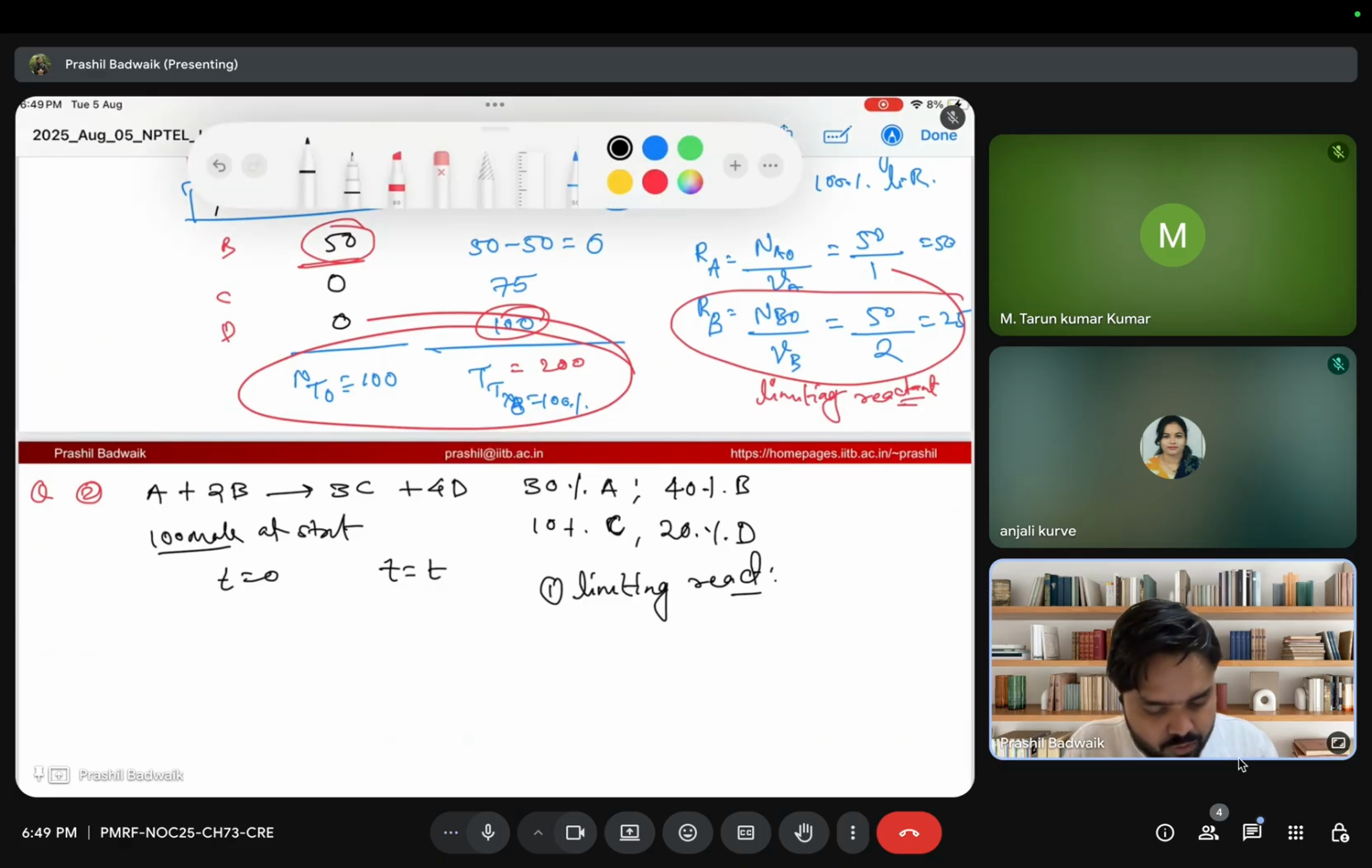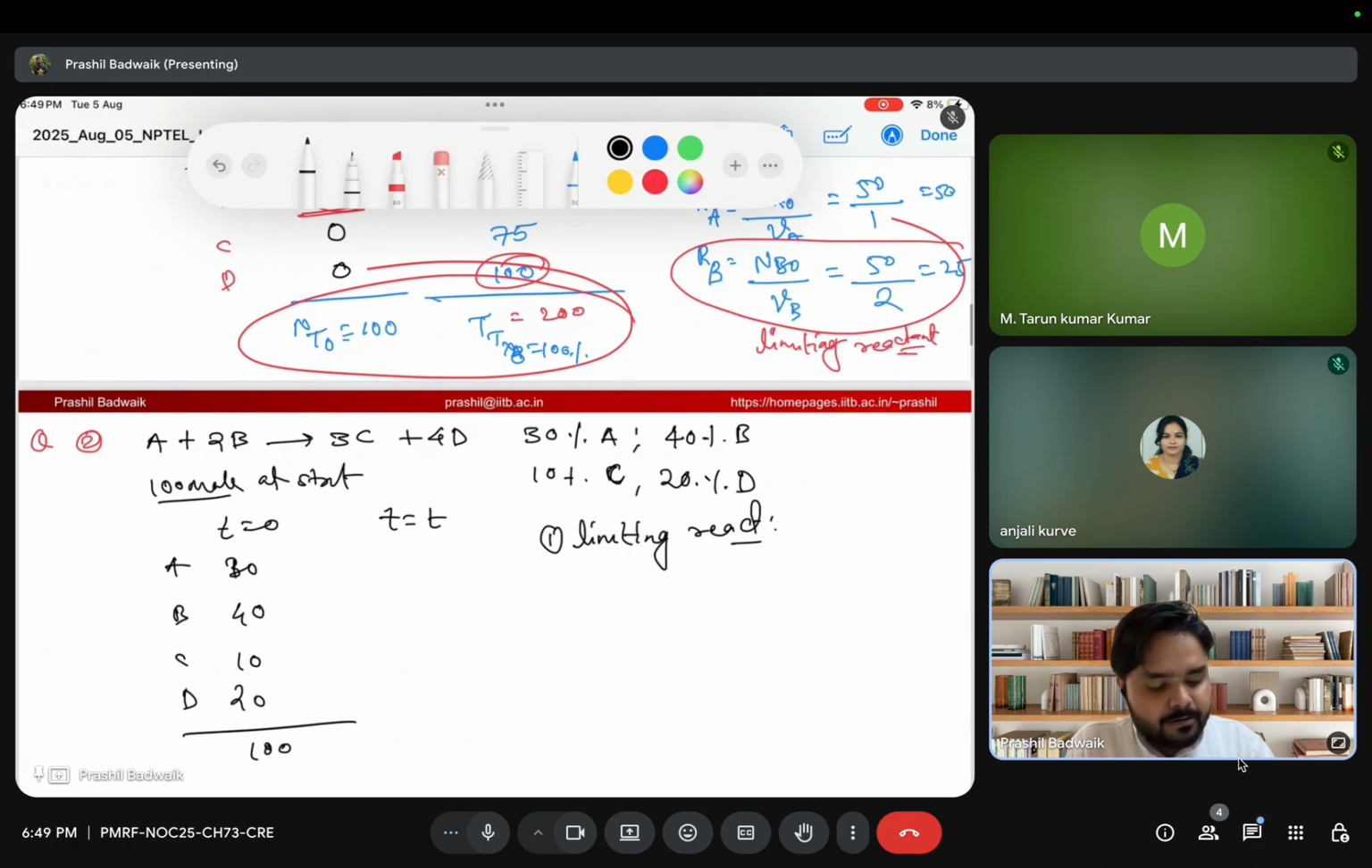So at t equal to 0, A, B, C and D. How many moles of A will be there? 30 moles. B is equal to 40 moles. C is equal to 10 and D is 20. So total number of moles is equal to 100. Now you calculate the ratio RA and RB as we calculated last time. It is 30 divided by 1 and 40 divided by 2. So which is lesser? 20, right? So B is the limiting.